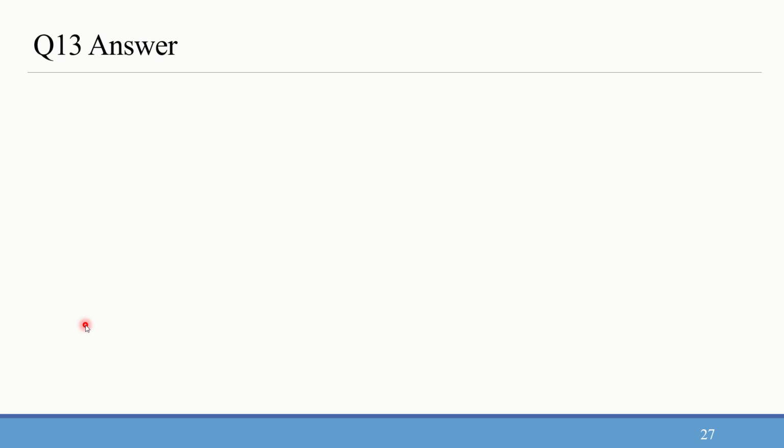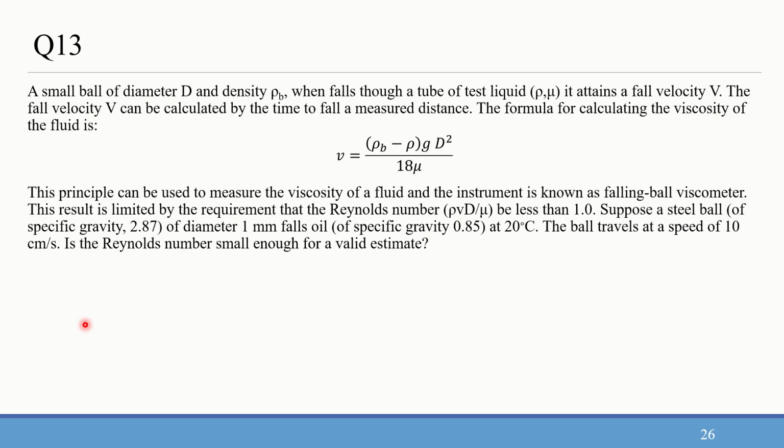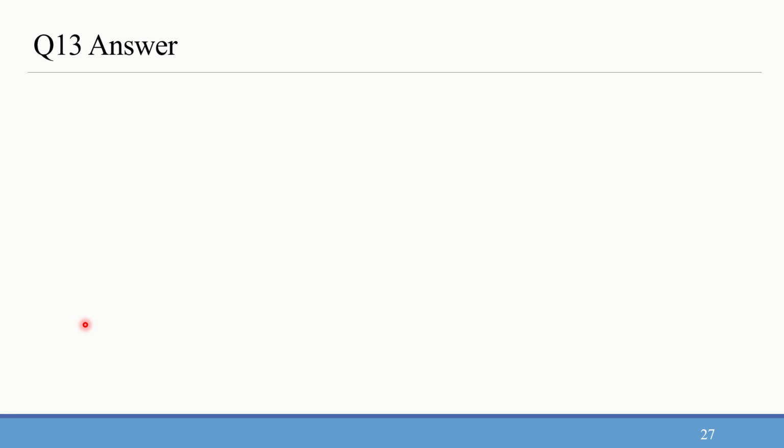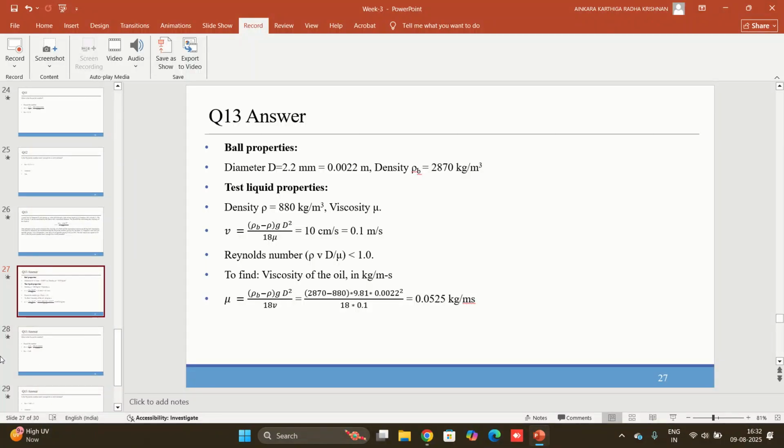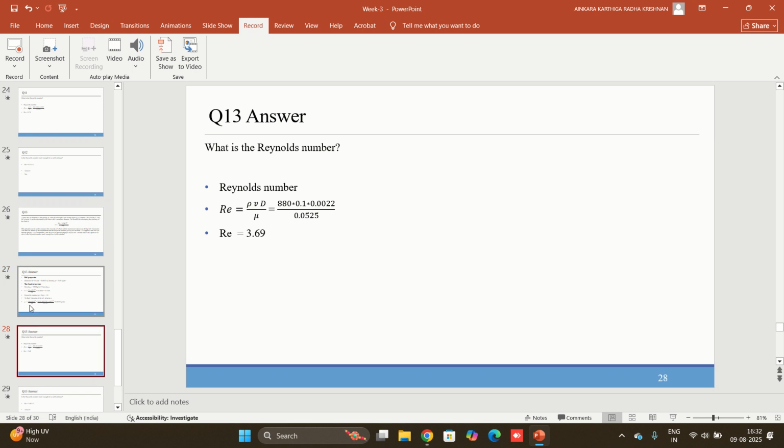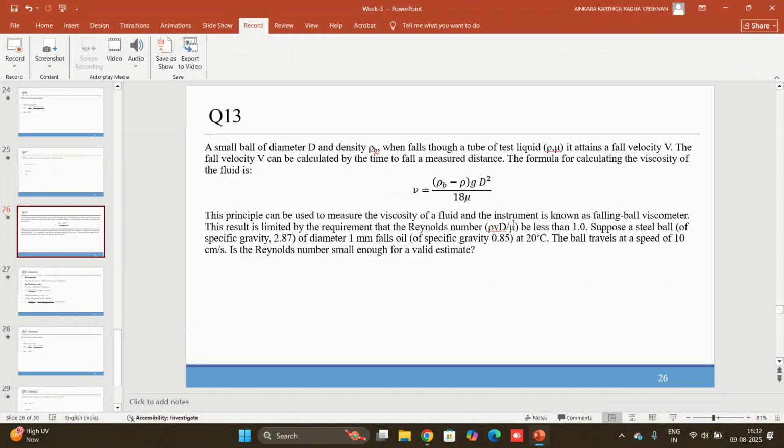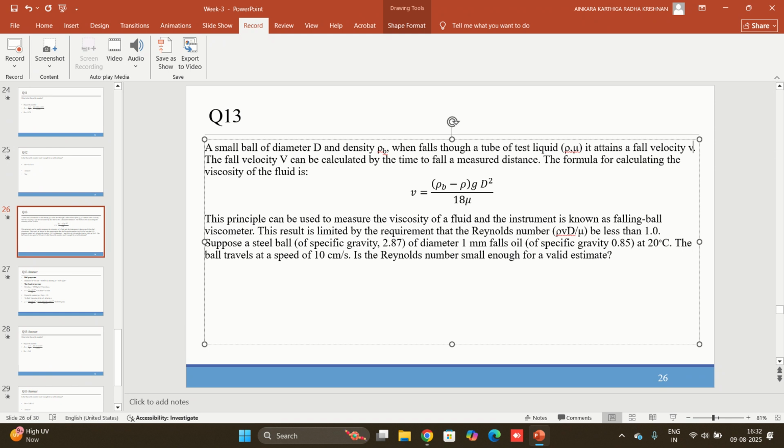So what we are going to do is just substitute everything. First, the ball properties. Ball diameter, is it 2.2 mm? It is 1 mm actually. Why did I mention 2.2 mm? I mentioned 2.2 mm everywhere, so we will better change it in the question as 2.2 mm. That would be better actually.